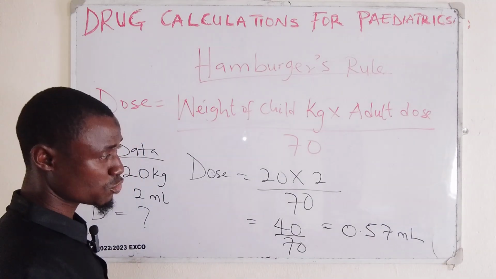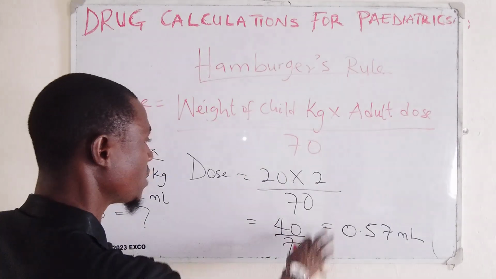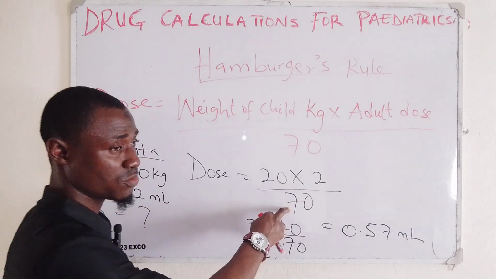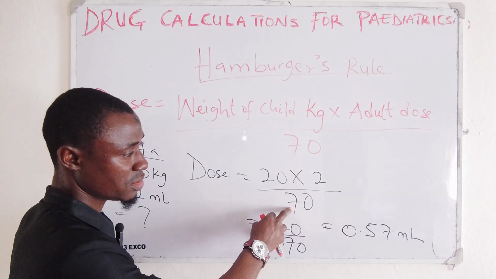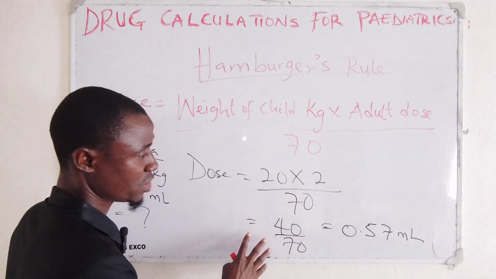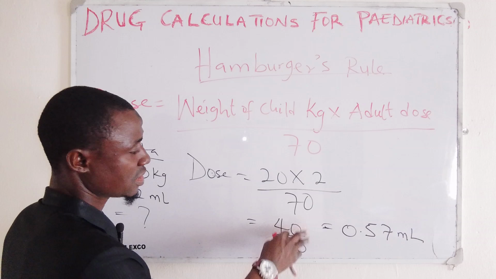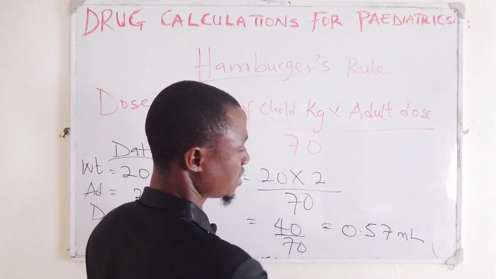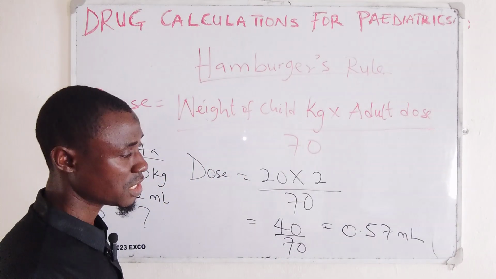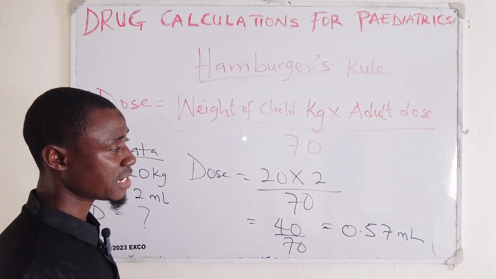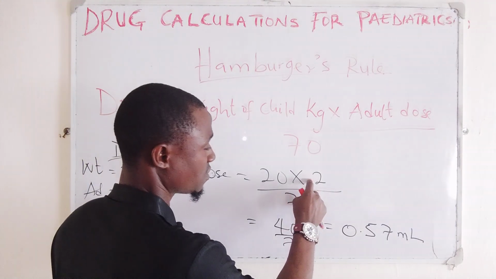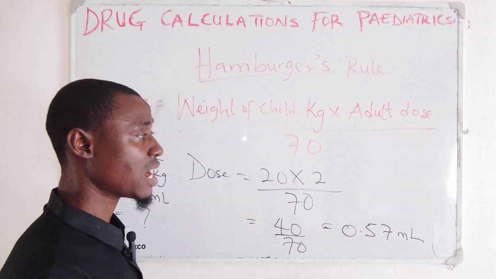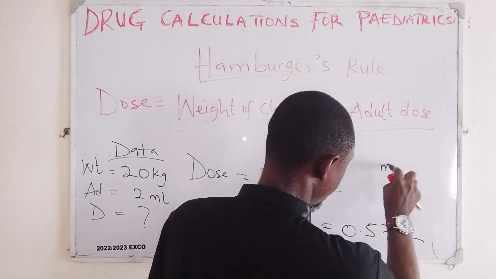Well, let me quickly go through it again. From the question, we have the adult dose to be 2 mils, and this is the weight of the child, and this is the average adult weight, which is 70 kg. If you substitute this into the equation, you have 20 times 2, which gives you 40, over 70, and then you have 0.57 ml. I was saying earlier that diazepam comes as a strength of 10, so you can replace this with 10 and do the calculation as well. So whatever you have will be in milligram.